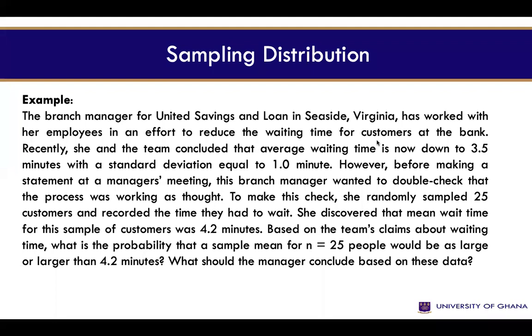Based on the team's claims about waiting time, what is the probability that a sample mean for n equals 25 people would be as large or larger than 4.2 minutes? What should the manager conclude based on these data? Okay, so we have a long winding story and statements. What do you understand about this before we even move on? What are they trying to do?